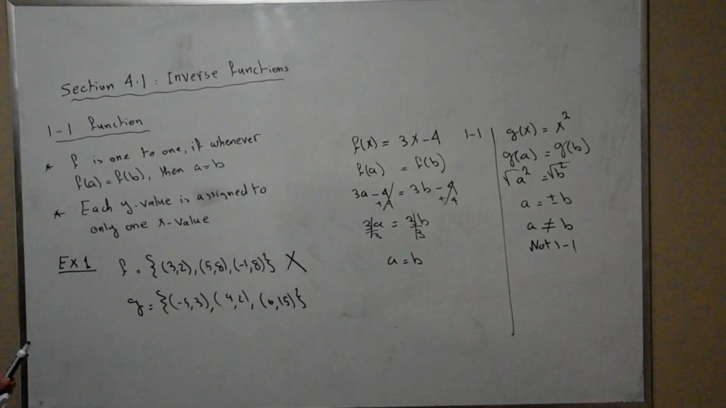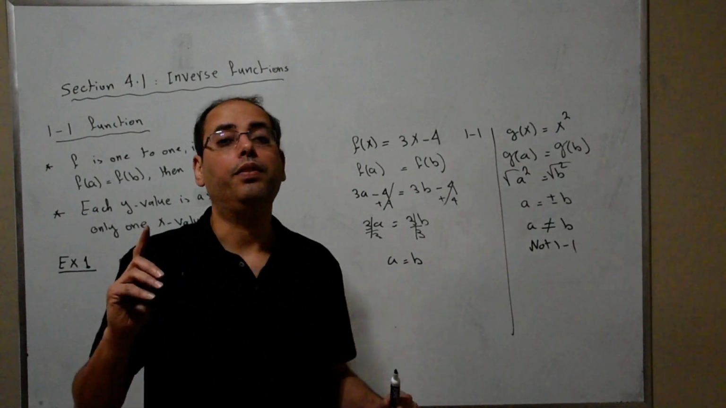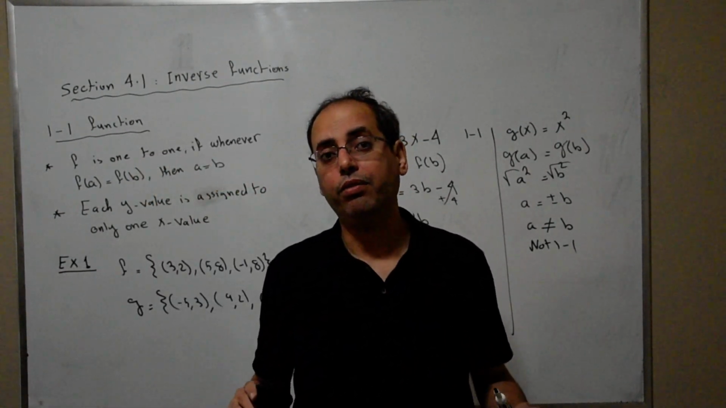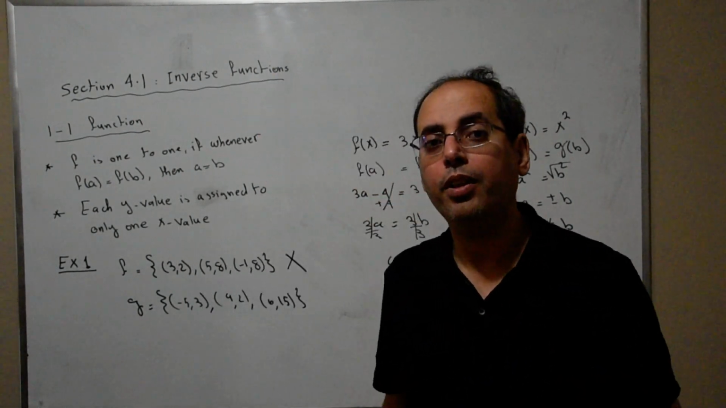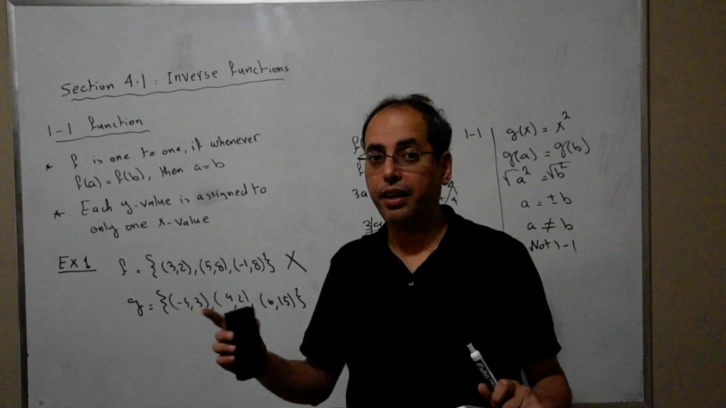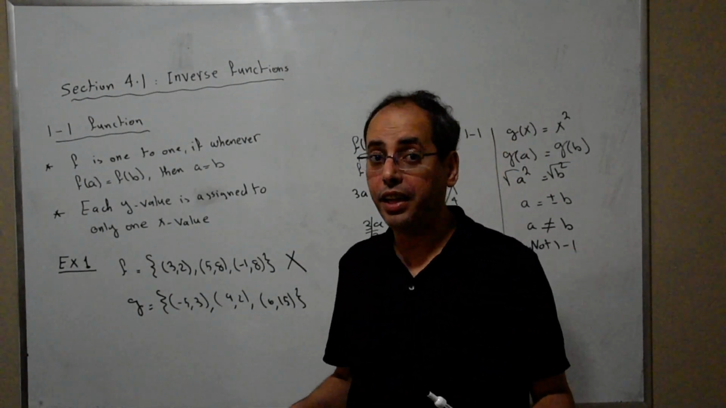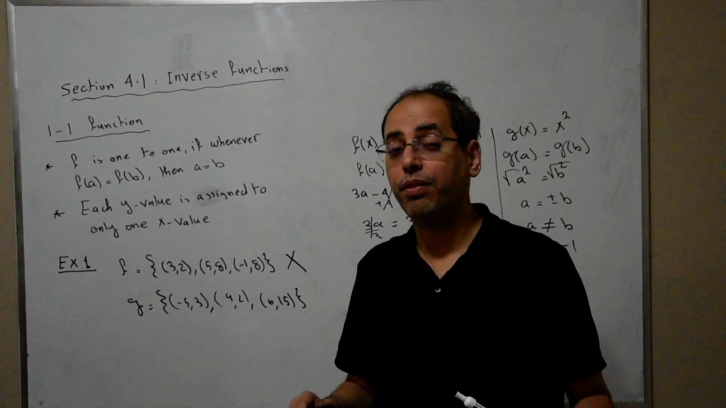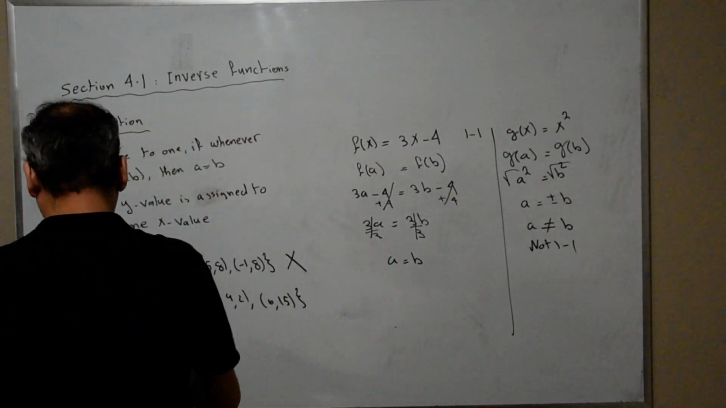Alright, now before I started, in the beginning I said that this property, the one-to-one property, is required for the inverse function. Now we're going to talk about the inverse function, how to find the inverse function, how to find the domain and the range of the inverse function, and how to test whether a function has an inverse or not.